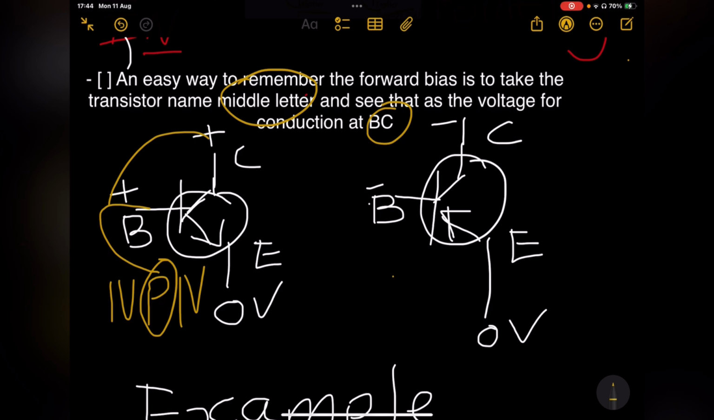This one on the right is called a PNP transistor. The middle letter gives the BC voltage reference away. So in the PNP transistor, we can clearly see that B and C would be more negative as well.